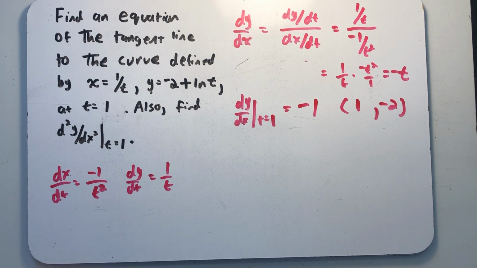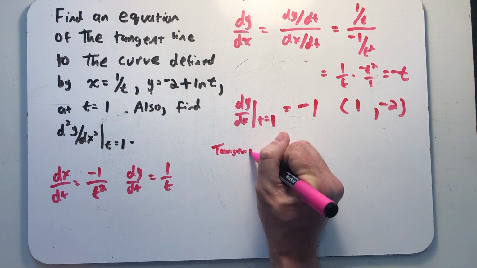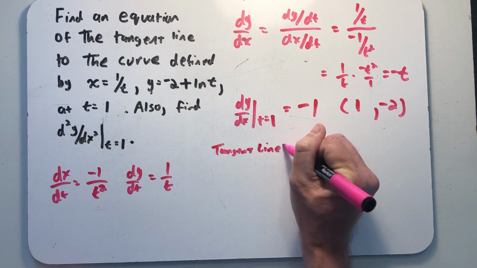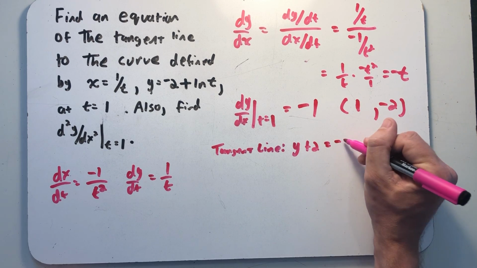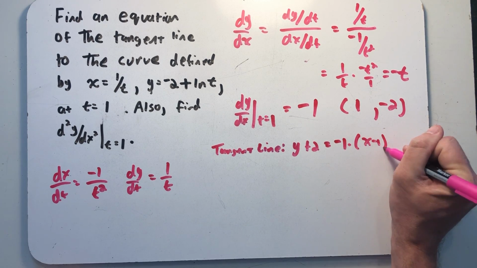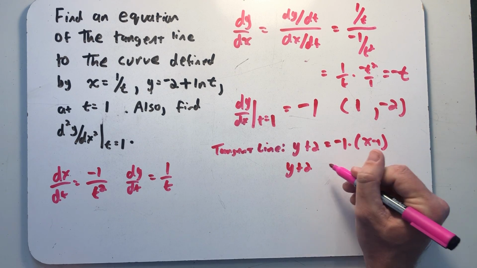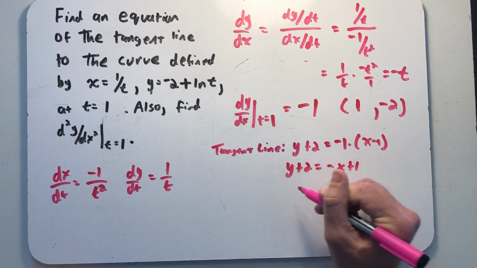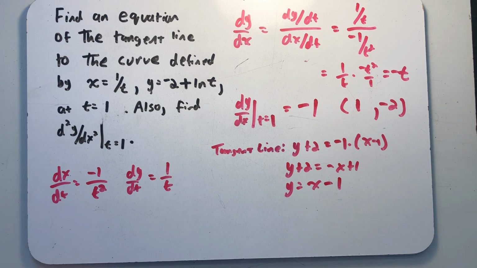Now I just need to find the equation of the tangent line. I'm going to use point-slope form to do it. Let's see, I'll have y plus 2 is equal to the slope times x minus 1. Oh, let's put that in slope-intercept form. I get y equals minus x minus 1. So there is the equation of the tangent line at the point requested.